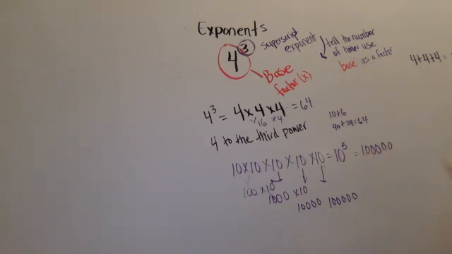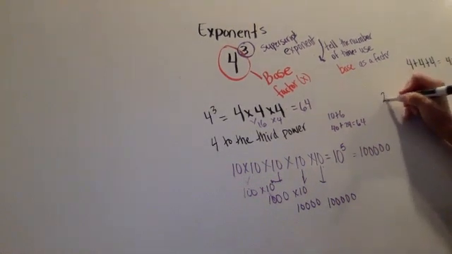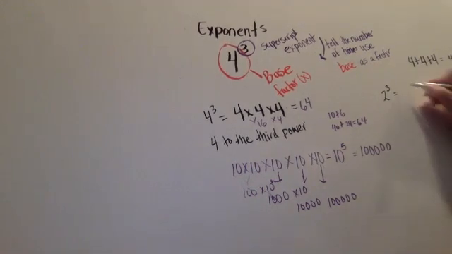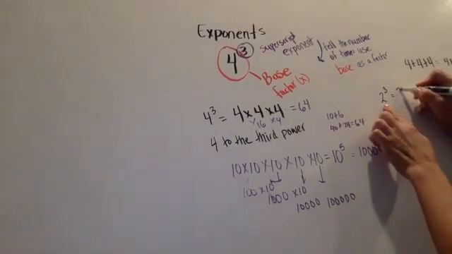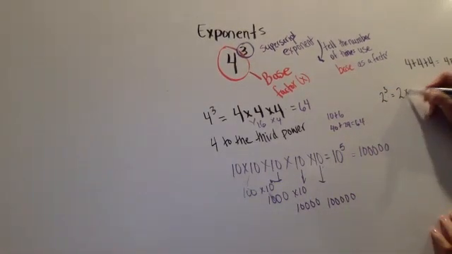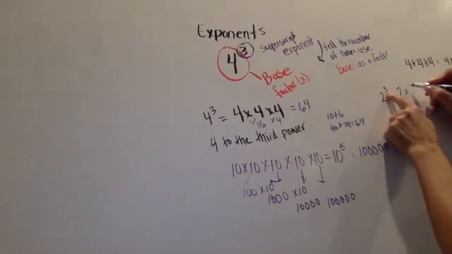So if I said 10 to the 5th power, it's 10 five times. If I said 2 to the 3rd power, what would that be? That would be the base, which is 2. I'm going to multiply it by itself 3 times. I need 3 2s. I need 3 of them.